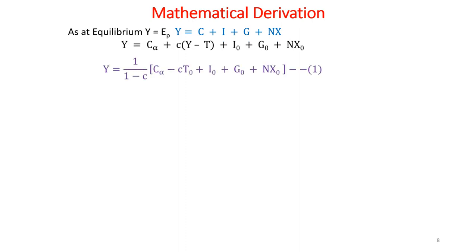As we know that economy is in equilibrium where aggregate expenditure, that is aggregate demand, is equal to aggregate supply, and aggregate expenditures are equal to C plus I plus G plus Nx. Putting the values and simplifying, we have equation 1. More detailed derivation of this equation 1 can be seen in previous lecture.